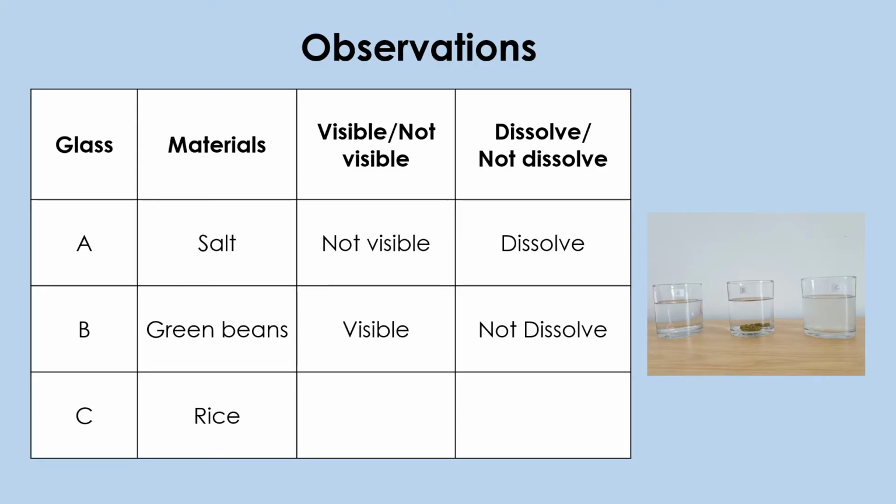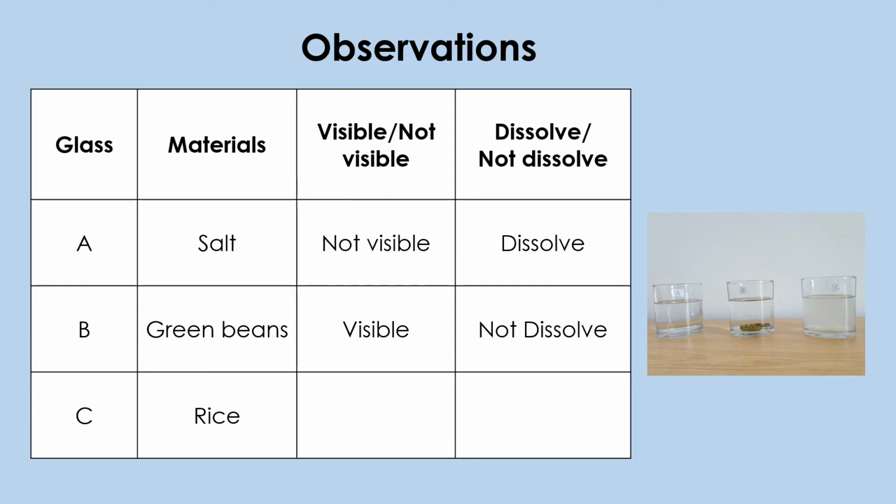Now, record the observation. Record it in a table like this. You have to draw the table. Glass A, B, C. Materials: salt, green beans, rice. Visible or not visible, dissolve or not dissolve. You have to fill in the result of our investigation inside this table.